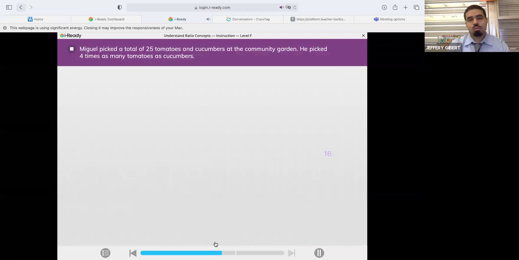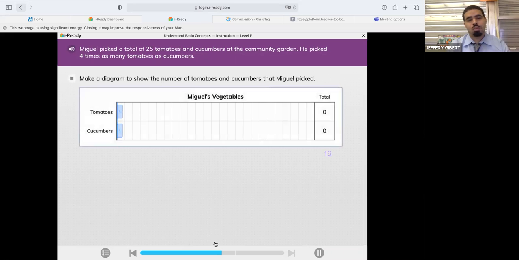Miguel picked a total of 25 tomatoes and cucumbers at the community garden. He picked 4 times as many tomatoes as cucumbers. Make a diagram to show the number of tomatoes and cucumbers that Miguel picked. All right, David, you're going to help us with this one. Do you know how many tomatoes and how many cucumbers there are? 20 tomatoes and 5 cucumbers.